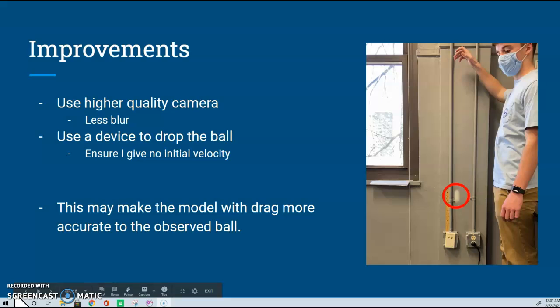Improvements I can make to this lab include getting a higher quality camera and using a device to drop the ball. Less blur in the camera would allow me to accurately track its position instead of clicking the middle of the blur, as shown in the picture. Using a device to drop the ball would ensure that it actually starts at rest, as I may have accidentally given the ball a small initial velocity. This could make the model with drag an accurate representation of the true events in my observed video.